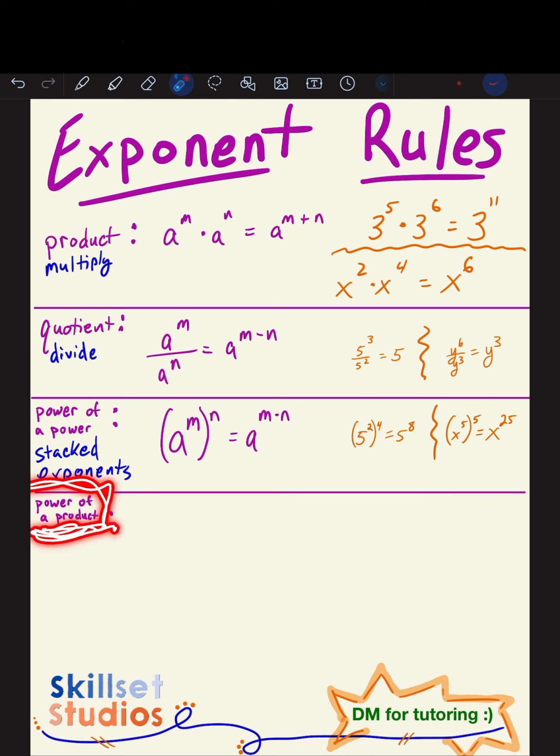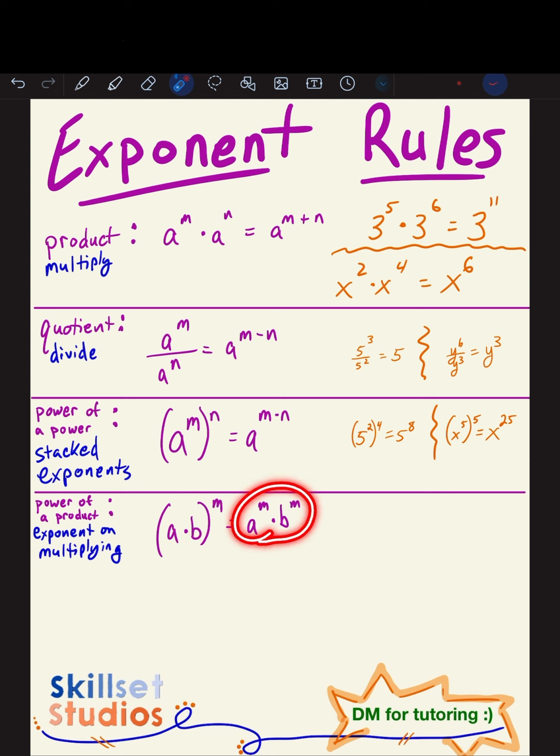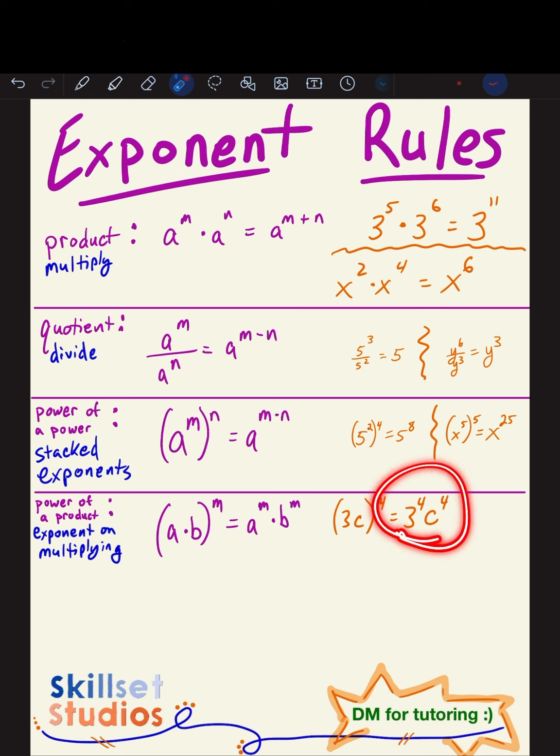And then comes our power of a product rule, exponent with multiplying. And so this is a case where we have two things that are different multiplying together with the same exponent on top. And you can think of that exponent like it distributes in to where each of the bases get the same exponent. So here we have an example with a number and a variable, both raised to the 4. And that 4 is going to distribute to both the 3 and the c and become 3 to the 4 times c to the 4.